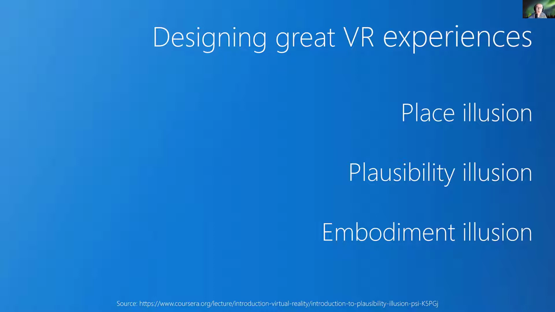The first type of illusion is the place illusion, so the sensation for the user to be there. To create this type of illusion, we need to provide a good virtual environment with the proper scaling in order to give the user the impression of being there.